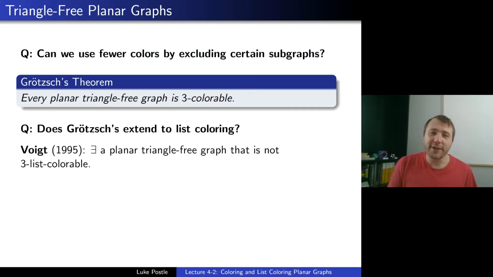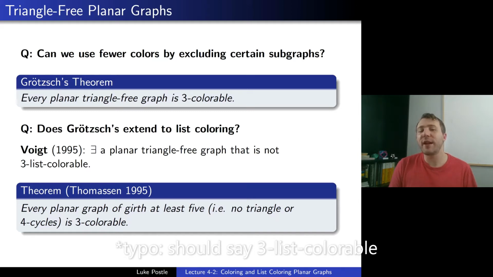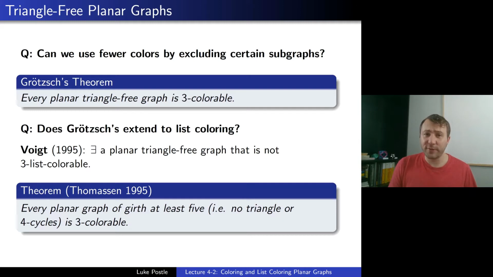Here, Grötzsch's theorem also doesn't extend to list coloring, but in the same year, Thomassen in 1995 proved that every planar graph of girth at least five, so if you exclude triangles and four cycles, is three list colorable. Of course, it's three colorable by Grötzsch's, but small typo there, it should say is three list colorable. All right, so that kind of concludes this. Triangle free: three colorable, not three list colorable. If you include excluding four cycles as well, three list colorable.